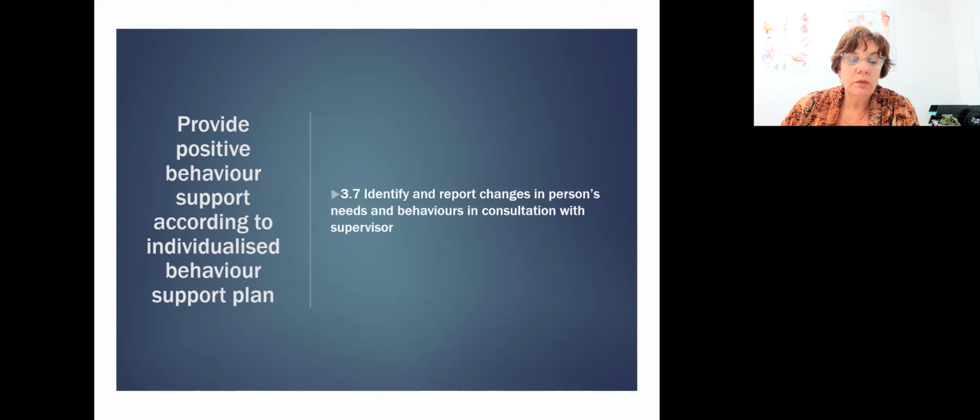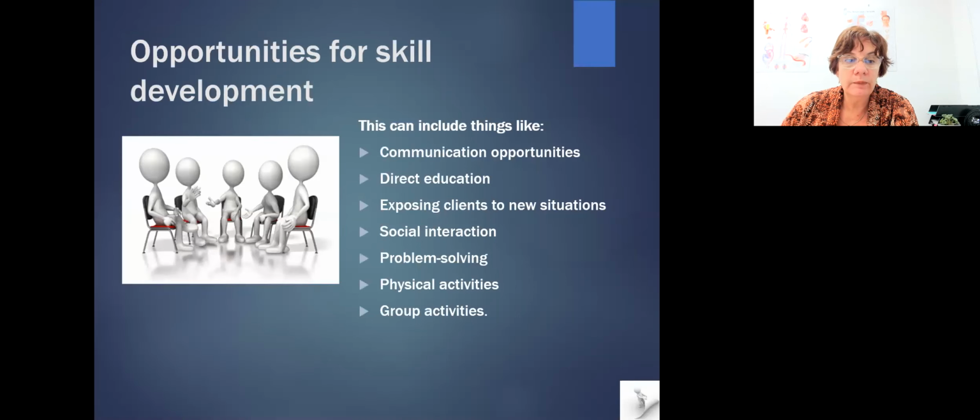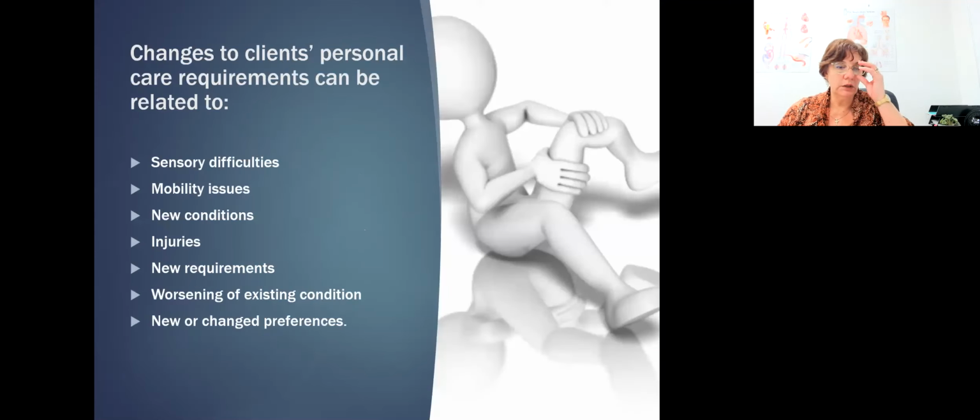So in chapter 3.7, identify and report changes of the person's needs and behaviors, in consultation with the supervisor. So opportunities for skills development can include communication opportunities, direct education. They can learn new things. They can learn new problem solving things, and these things can happen in physical activities and group activities.